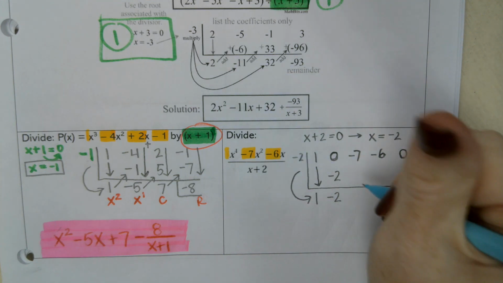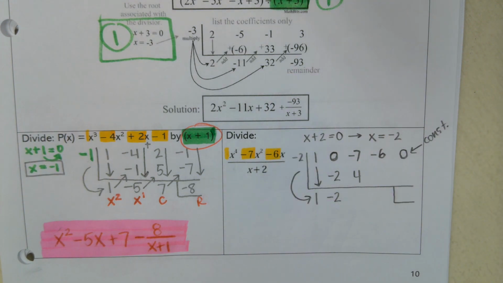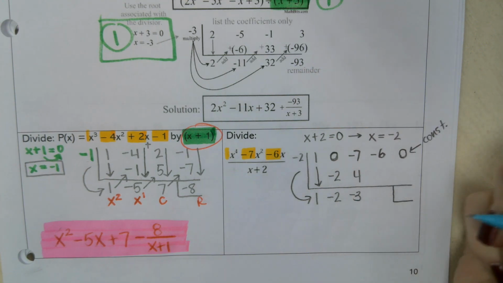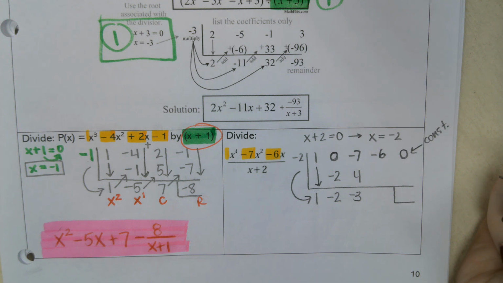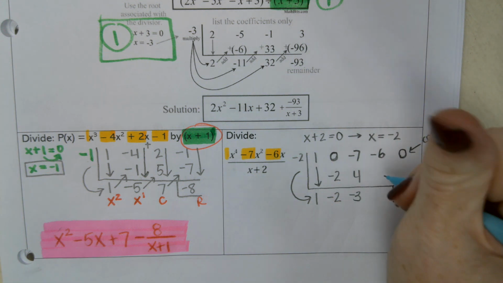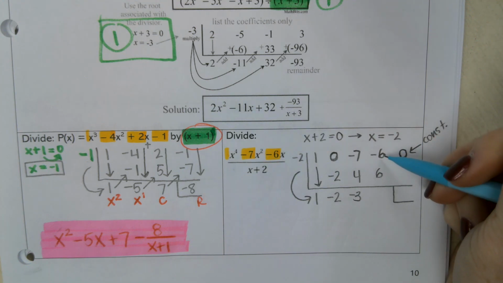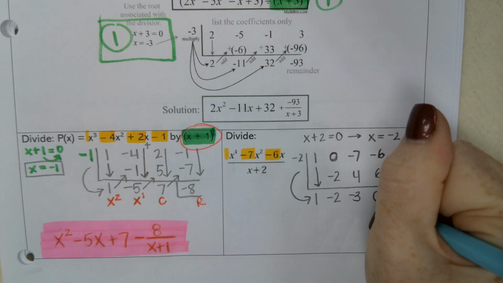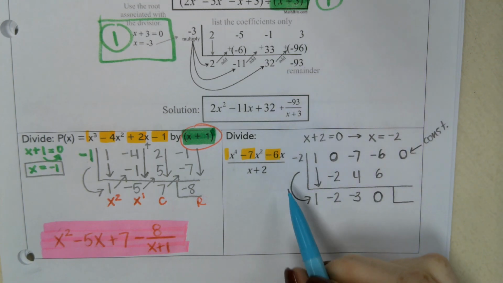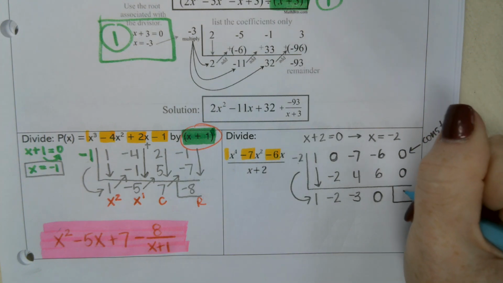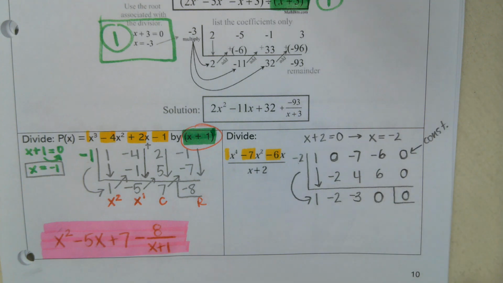Negative 2 times negative 2 is positive 4. And negative 7 plus 4 is negative 3. What's negative 2 times negative 3? Positive 6. What's negative 6 plus 6? 0. Negative 2 times 0 is 0. And then once again, I have a 0 remainder. I like when I get a 0 remainder. Okay? I like when that happens.